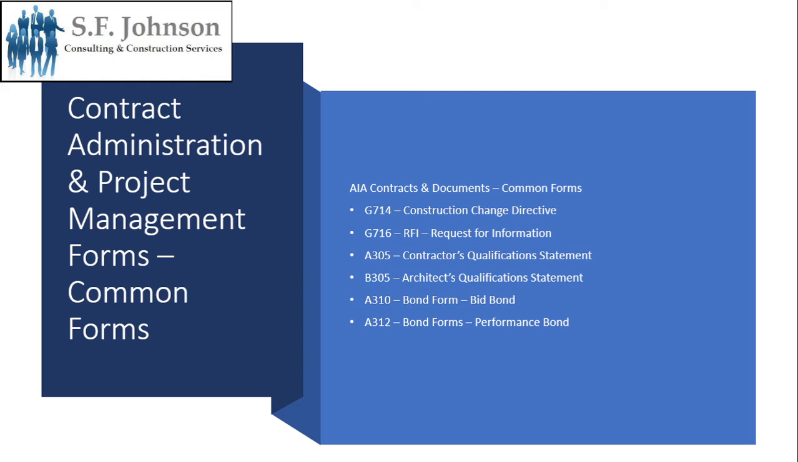A305, contractor's qualification statement. You may have to submit that when you're working on state projects or projects for very large companies. B305, architect's qualification statement. Same reason. A310, bond forms, bid bonds. And A312, bond forms, performance bonds.